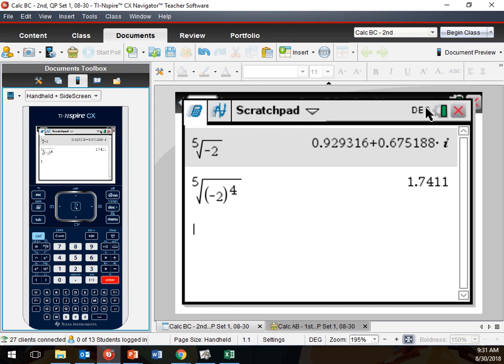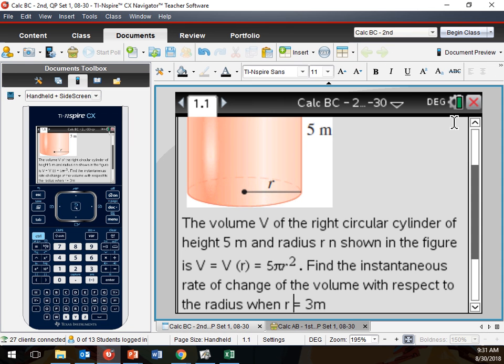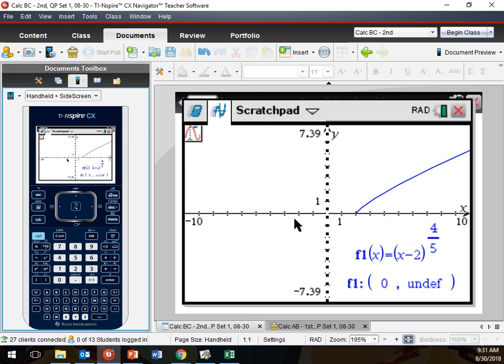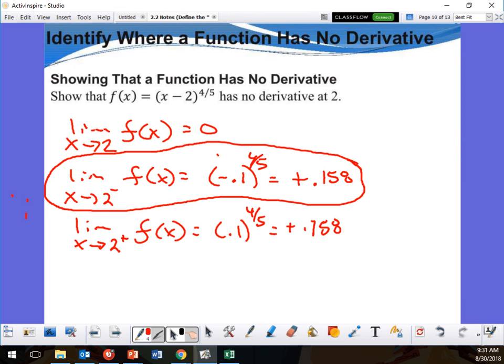Ours is in degrees too. Hmm. Mine's in graph. What the heck? I typed it in. We're all in degree now. The algebra. All right. Okay. It doesn't like it. Doesn't like it here or there. It says right here that it doesn't like this side for whatever reason.